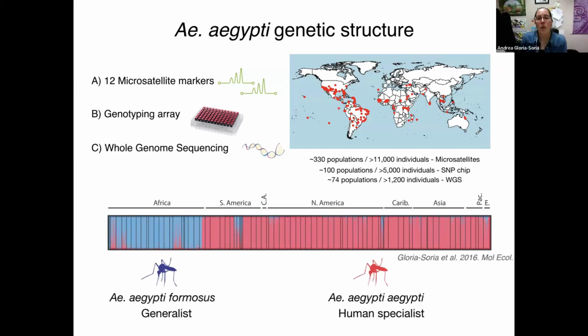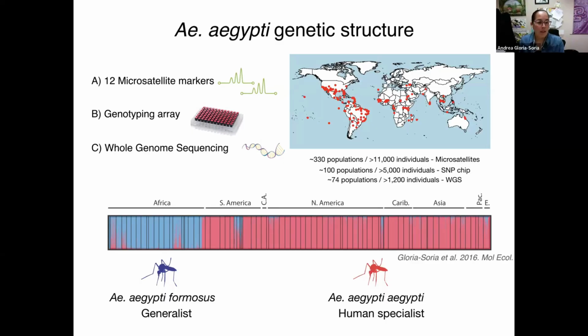And so when we started analyzing this data obtained from around the world, the first thing that we noticed is that we could cluster the Aedes aegypti from the world in two main genetic clusters. We did this with Bayesian clustering analysis.